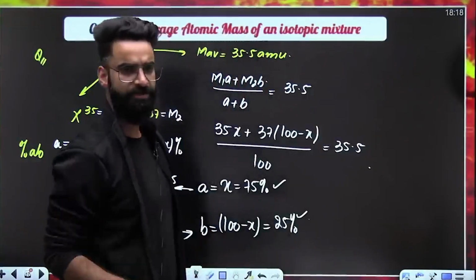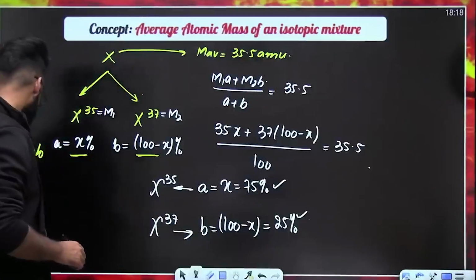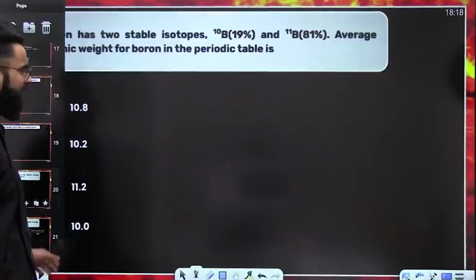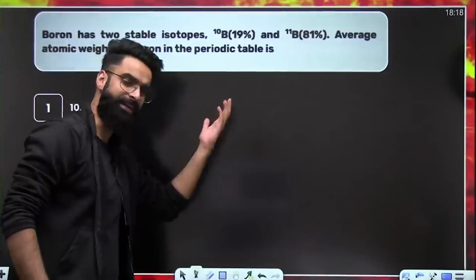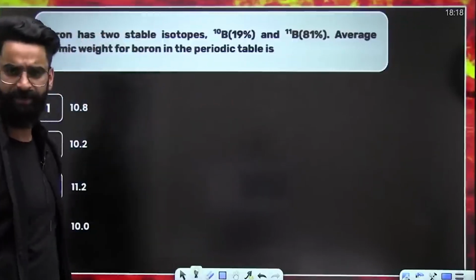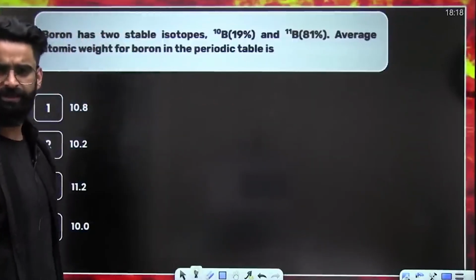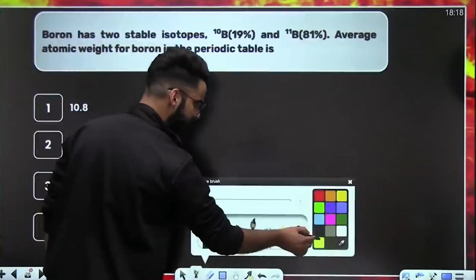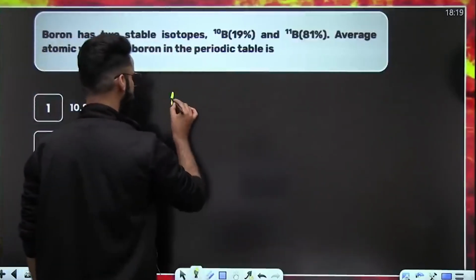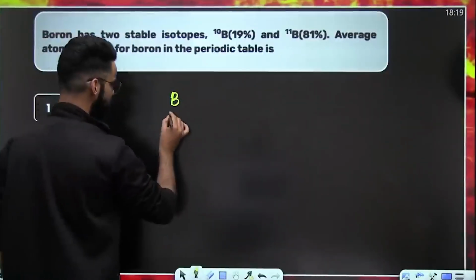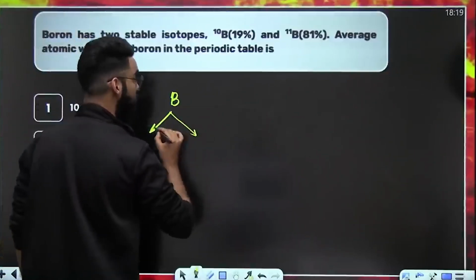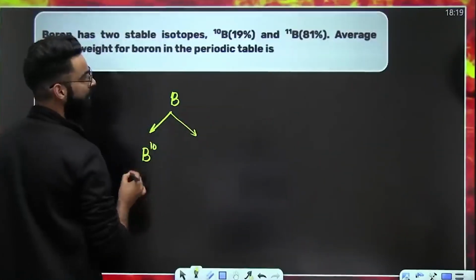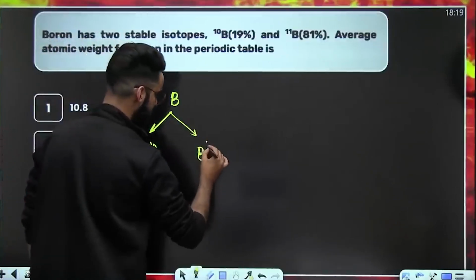All right. Let's try to solve one more question so that this concept becomes properly clear to you. There was one question which was asked long back from the same concept, and see what kind of simple question was asked in your NEET exam. Look at the question given. We are given the element boron, and as per the question, boron has two isotopes: boron 10 and boron 11.